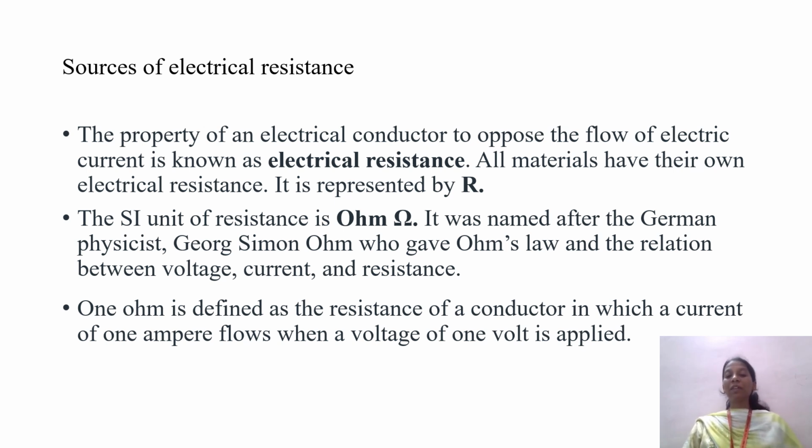1 ohm can be defined as the resistance of a conductor in which a current of 1 ampere flows when a voltage of 1 volt is applied.